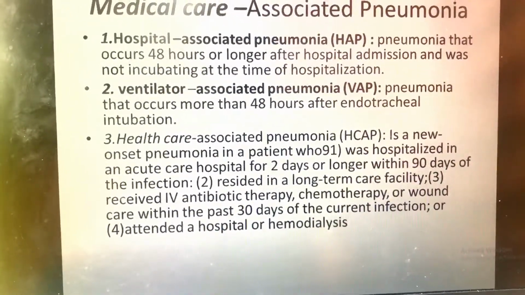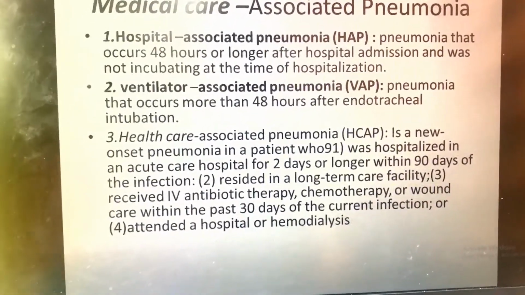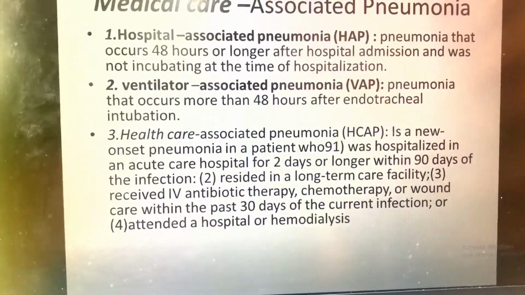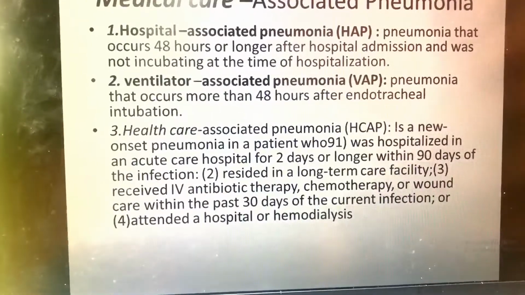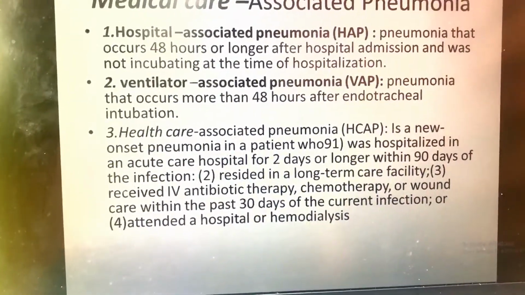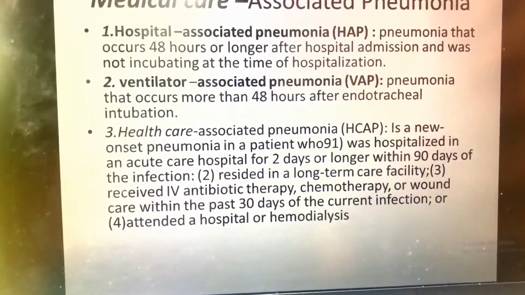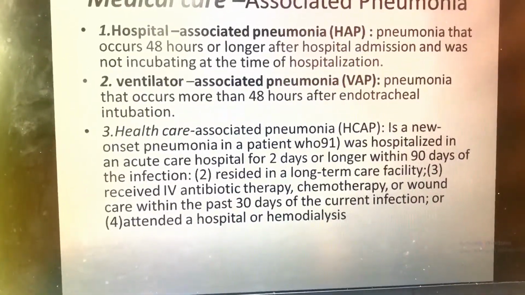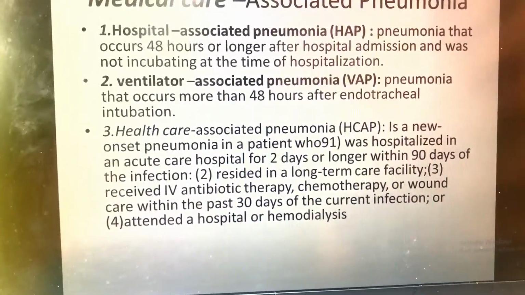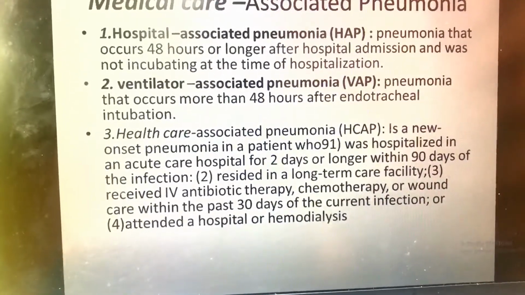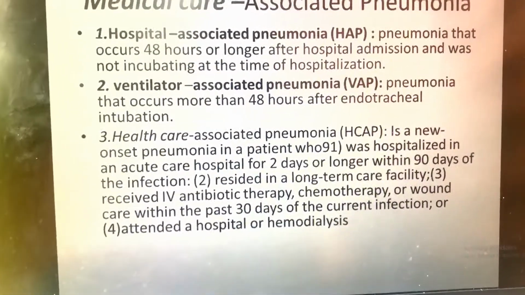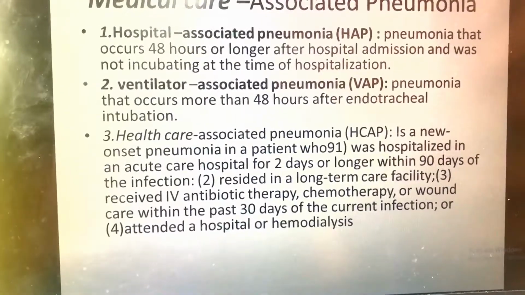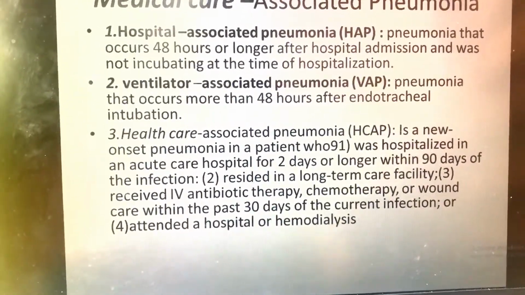Healthcare-associated pneumonia is a new onset pneumonia in a patient who was hospitalized in an acute care hospital for 2 days or longer within 90 days of the infection, and/or a resident in a long-term care facility, received IV antibiotic therapy, chemotherapy, or wound care within the last 30 days of the current infection, or attended a hospital or hemodialysis clinic. If the client develops those symptoms, it will be associated with healthcare-associated pneumonia.